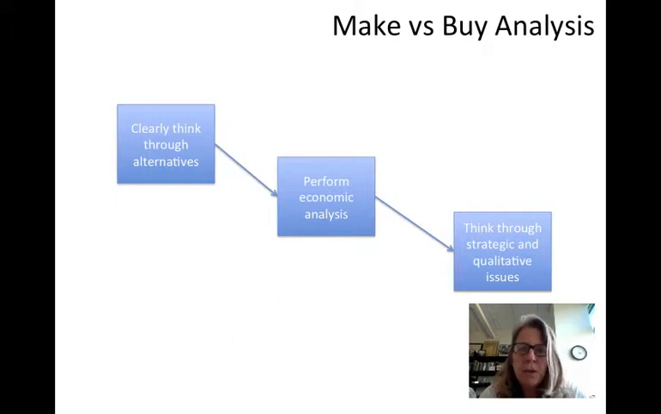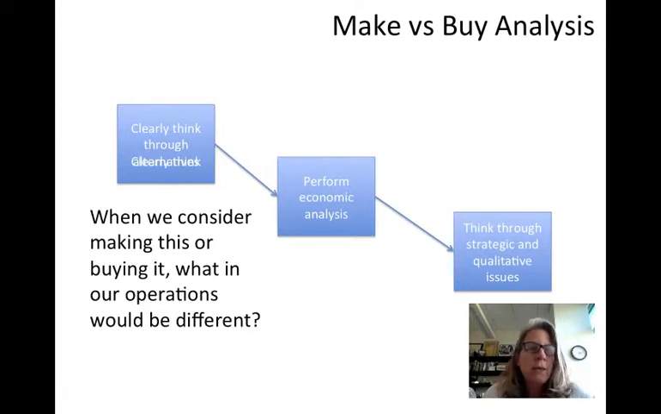So this video is to do a quick look at make versus buy analysis. The way that I look at make versus buy analysis is that there are three steps involved. The first is that you clearly think through your make versus buy alternatives. This requires quite a bit of brainstorming. Then from there you do an economic analysis, and in this you're going to use engineering economy concepts. And the last thing you do is look at strategic or qualitative issues, thinking through all of those things that might need to be considered.